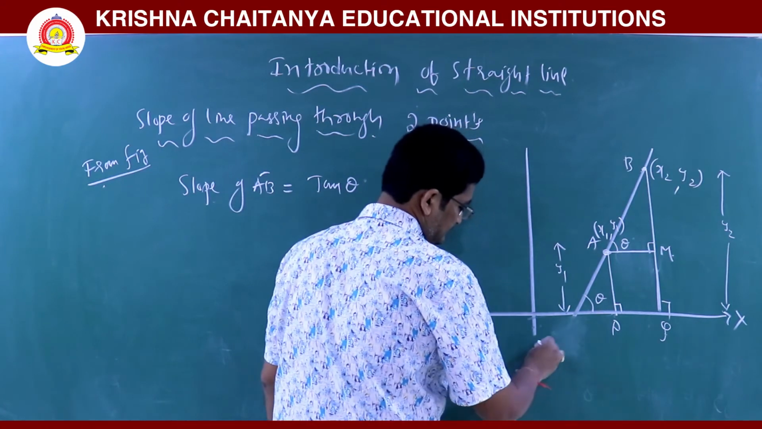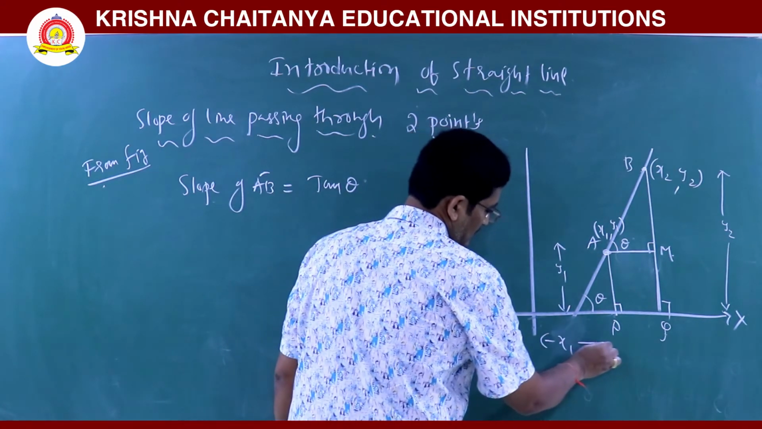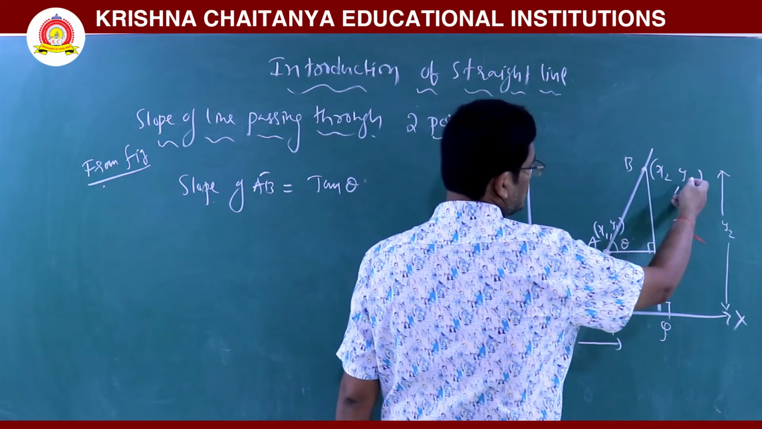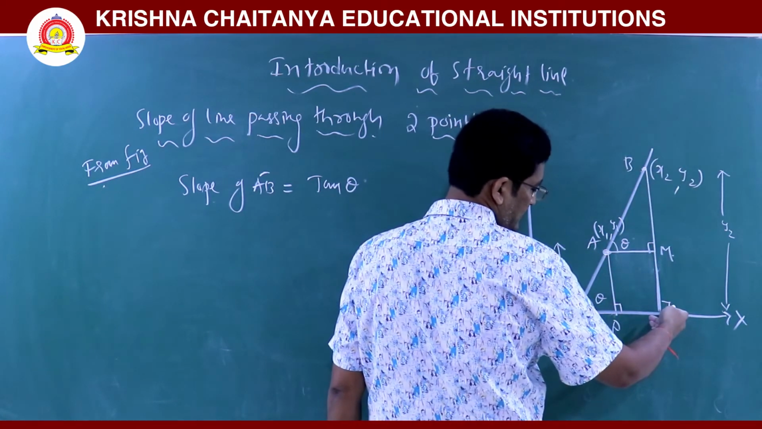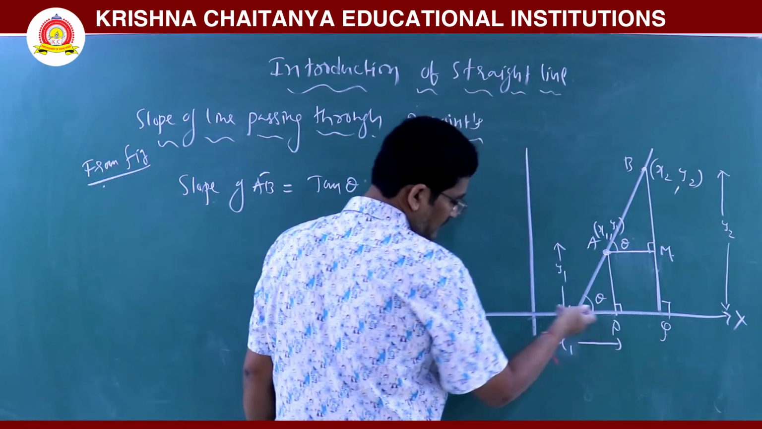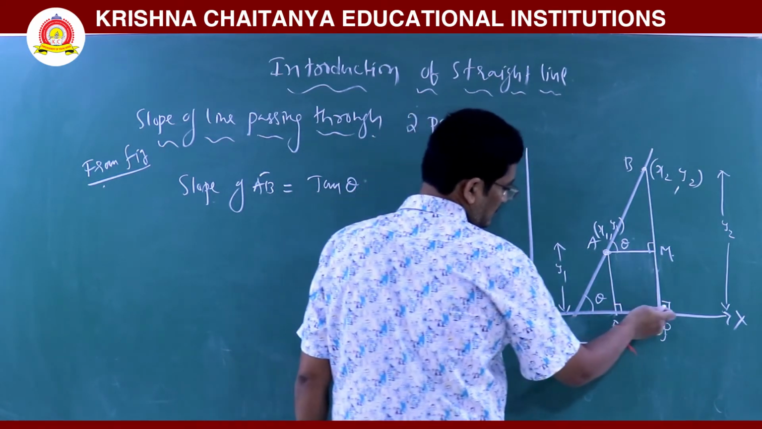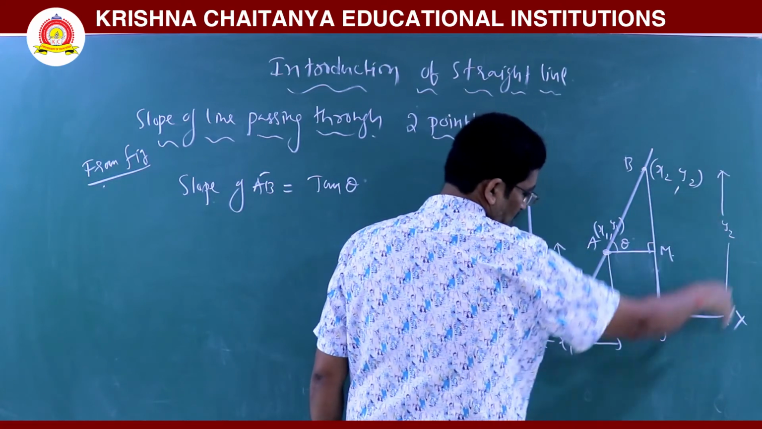Okay, see. In the similar way, for x2, y2, the perpendicular from that point meets the x-axis here. That means the length of this one is x2, and the length of this one is y2. Already I noted that one.